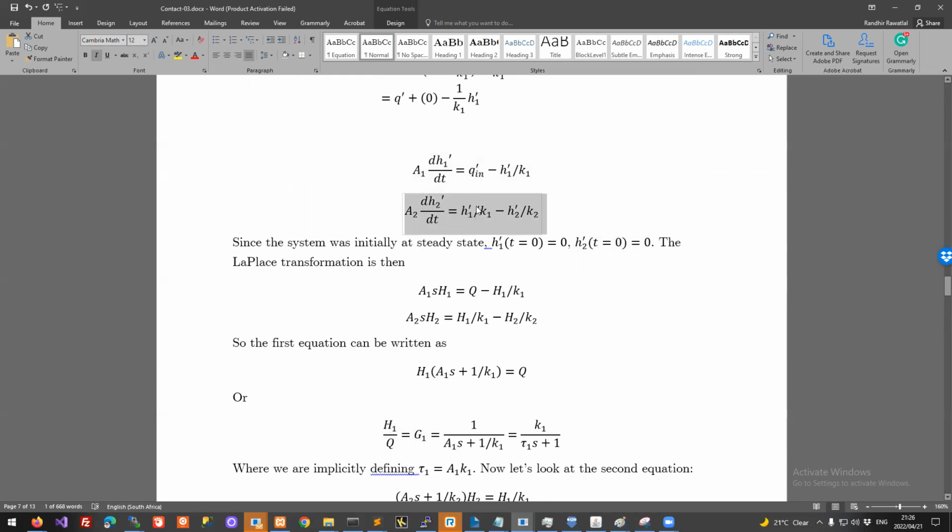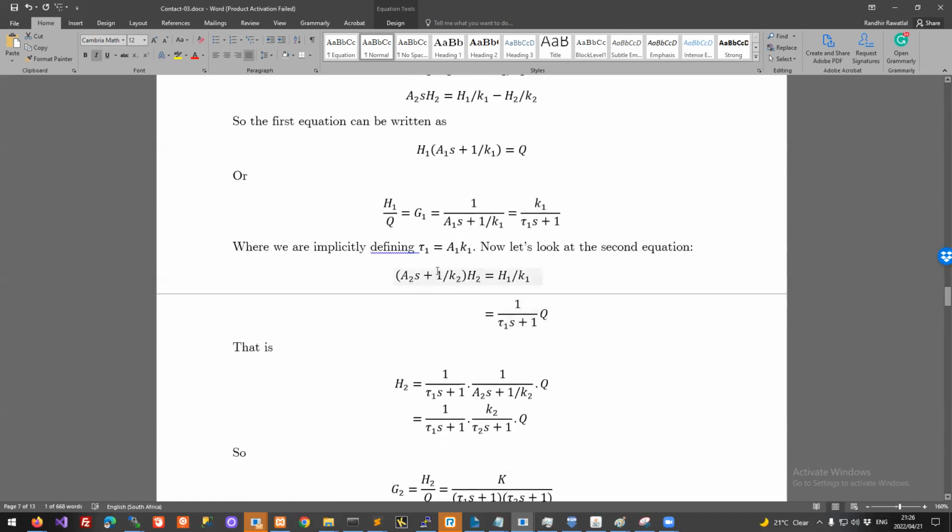We can replace that by capital H1 and that by capital H2. So we've done all of that here, and then we group out the H2, and then you get that. And for H1, we can go ahead and substitute what we get here. So we just have to multiply Q here, and then we've got that response. So we can rewrite this whole thing.